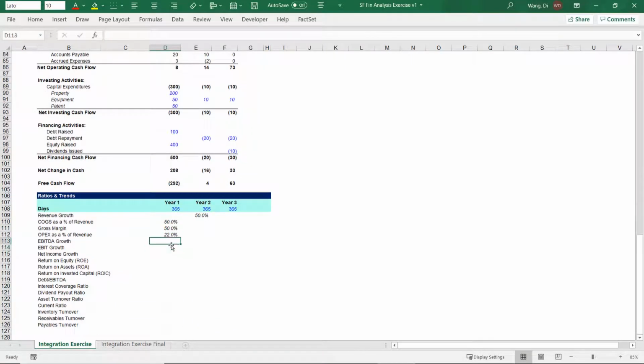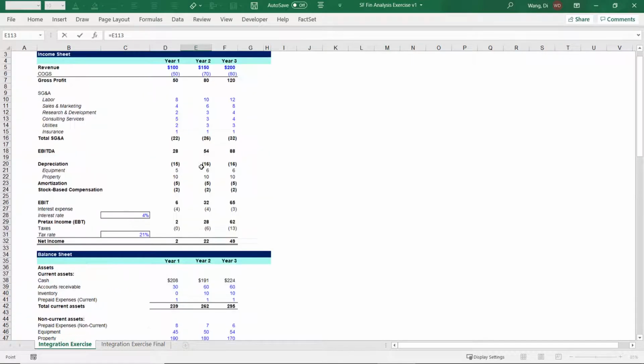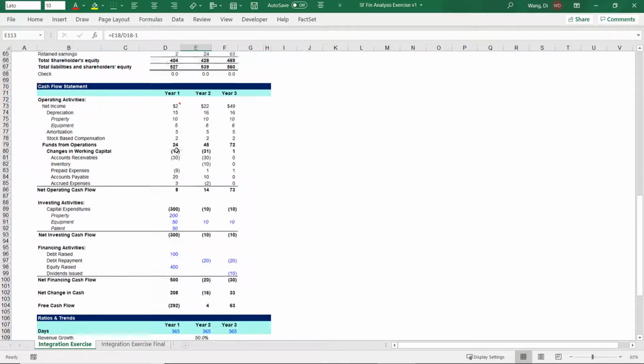EBITDA growth, similar to our revenue growth, we don't have year 0 numbers. We do have year 0 numbers, but we're not going to input it since it's 0. We're just going to use year 2 EBITDA, divided by year 1 EBITDA, minus 1.